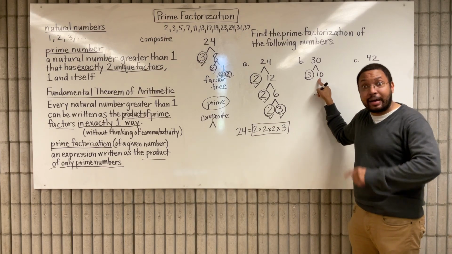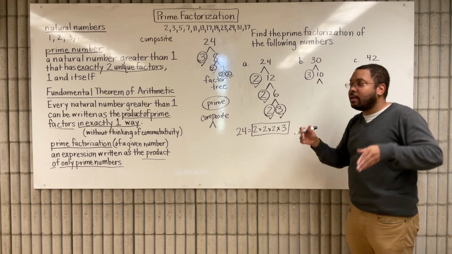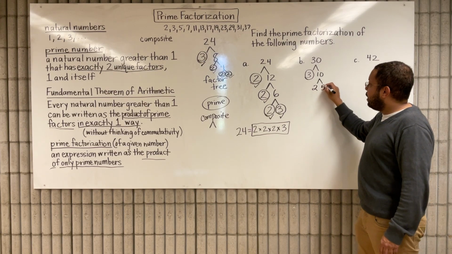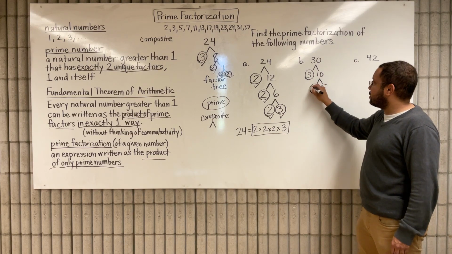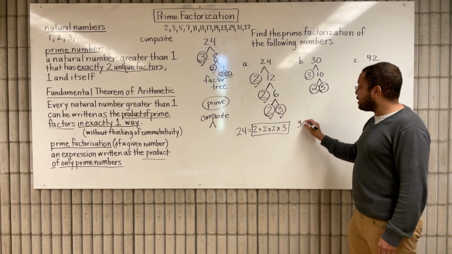No. I know that 2 times 5 makes 10, so therefore it is not prime, it is composite. So I break it down into its other components, which is 2 and 5. Is 2 prime? Yes. Is 5 prime? Yes. So what is 30's prime factorization?